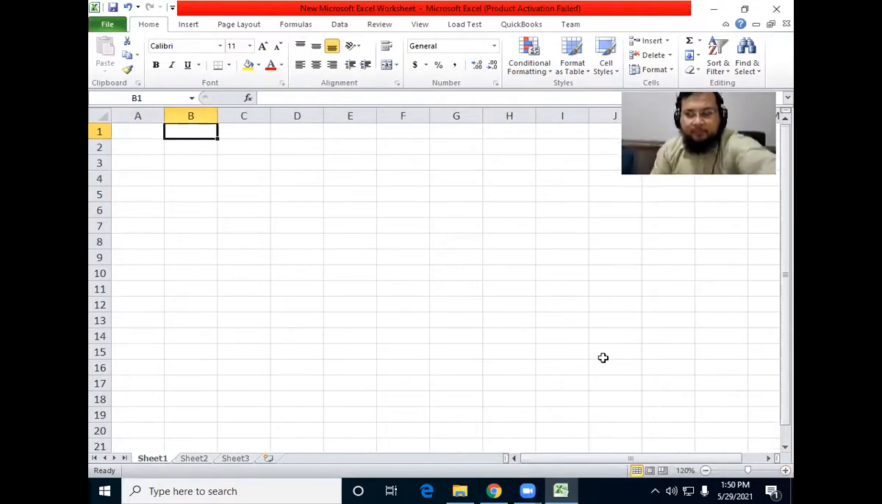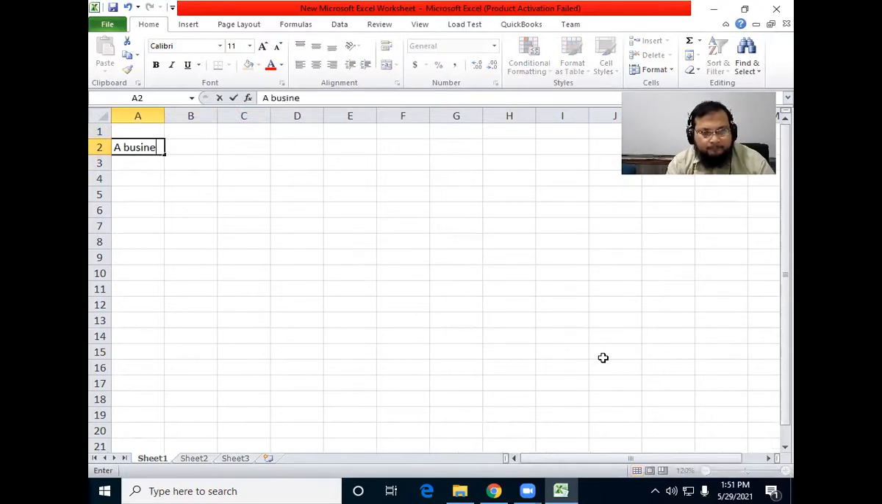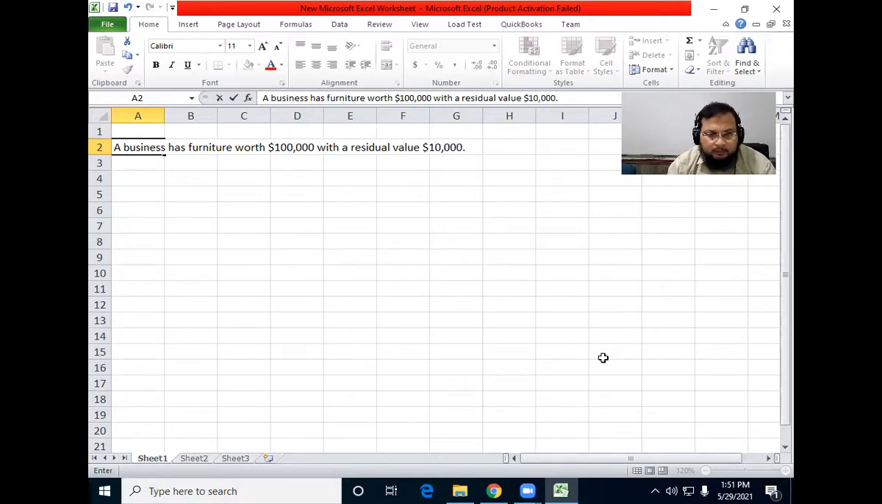So let's suppose we have got a question that a business has furniture worth, let's say, $100,000 with a residual value of, sorry, let's say 10,000. The business expects the useful life of this asset to be, let's say, 5 years.